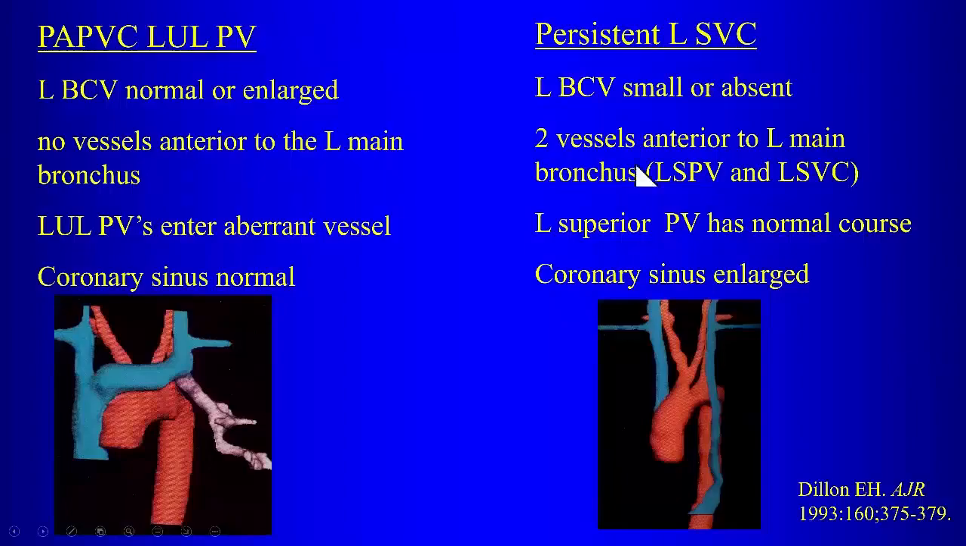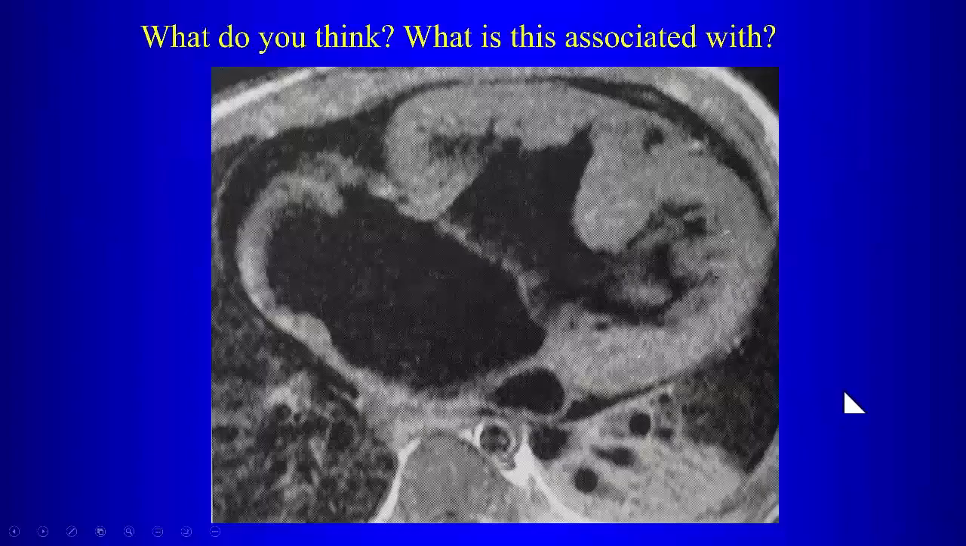Okay? And this is all the stuff that we've gone through in terms of differentiating. Also, the coronary sinus is enlarged when you have a persistent left SVC because it is draining to the coronary sinus. Okay? What is this?